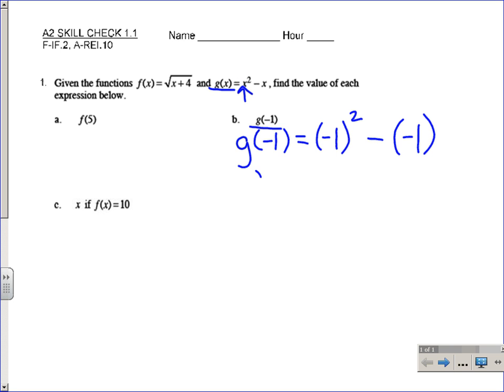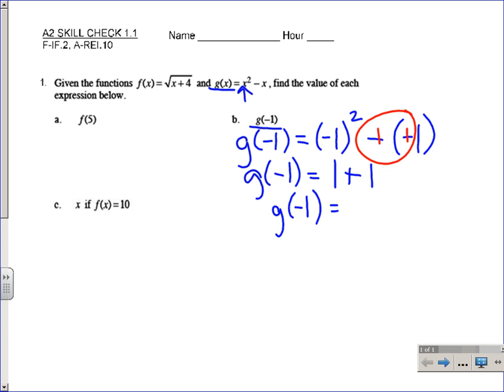All right, g of negative 1 equals, well, I know negative 1 times negative 1 is positive 1. That's how I'm doing that negative 1 squared. Minusing a negative becomes adding a positive. That's our trick. So now we have 1 plus 1. G of negative 1 equals 1 plus 1, well, that is 2. So here is my solution for part B. G of negative 1 equals 2.